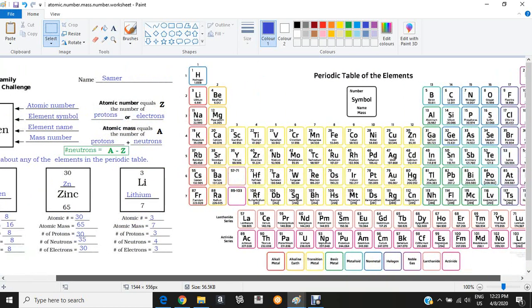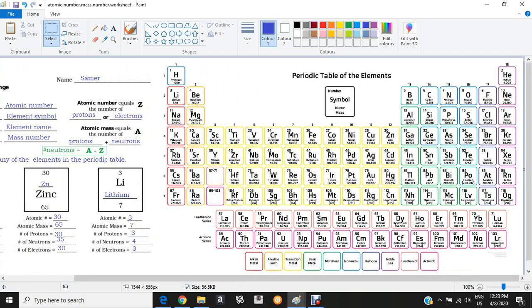Okay, you can find the elements that we just found. I will circle them for you in red. Lithium, zinc, and oxygen.